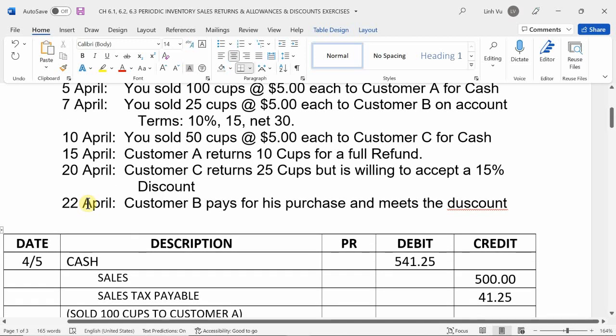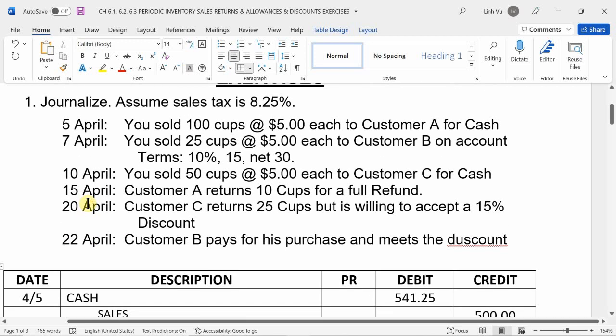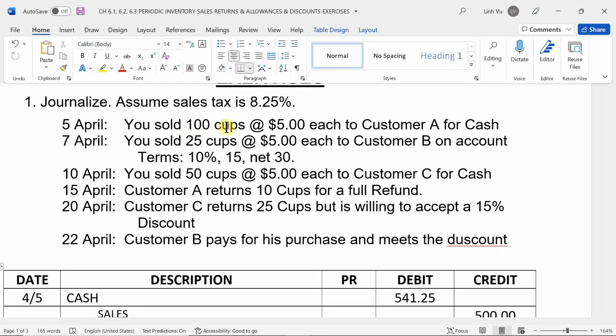Then on April 15, customer A returns 10 cups for a full refund. So let's take a look at that transaction for customer A, right? We sold to them on April 5th. How many items did we sell? We sold 100 cups, right? And they're returning 10 of them. All right, so how should I record this transaction on April 15?